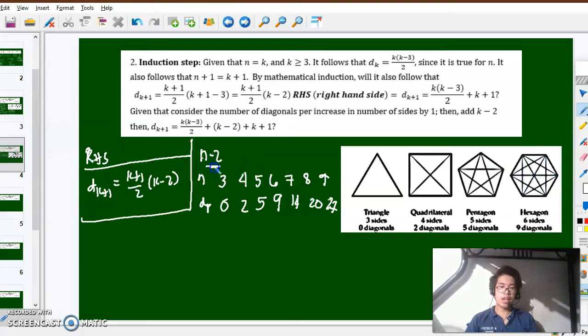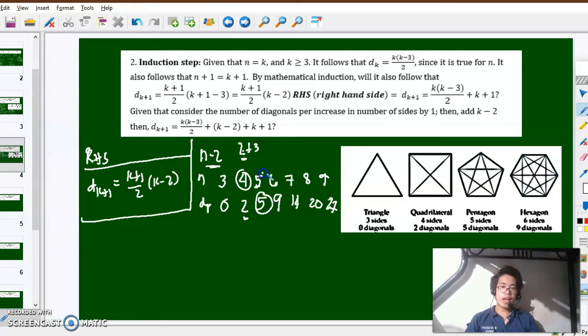So how did we get the n minus 2 here? We have here 4, and 4 minus 2 gives you 2. And 2 plus 2 is 4, so that means we had an additional 2 diagonals for this figure, because it was 0 a while ago. And then we have here 5. 5 minus 2 is simply 3, and if we add 3, 2 plus 3, you get the diagonal 5.